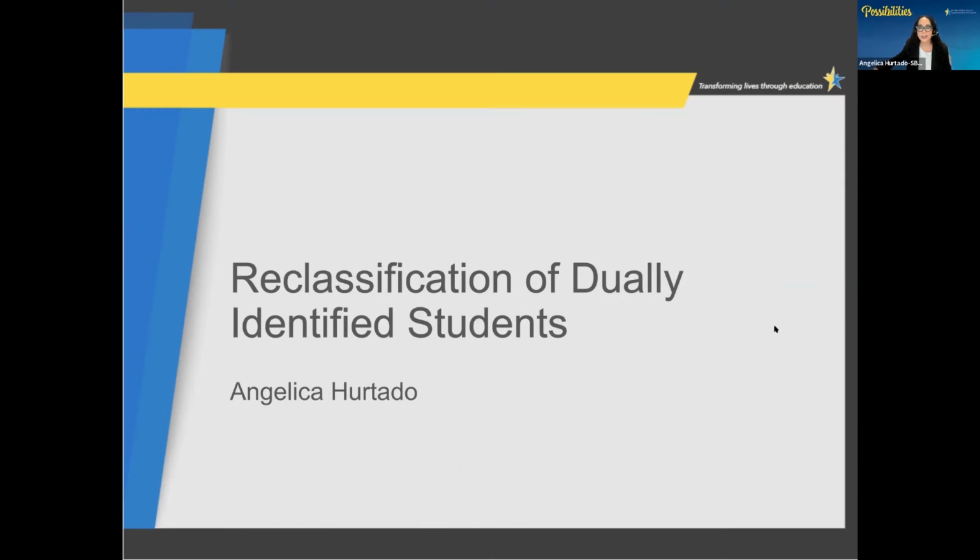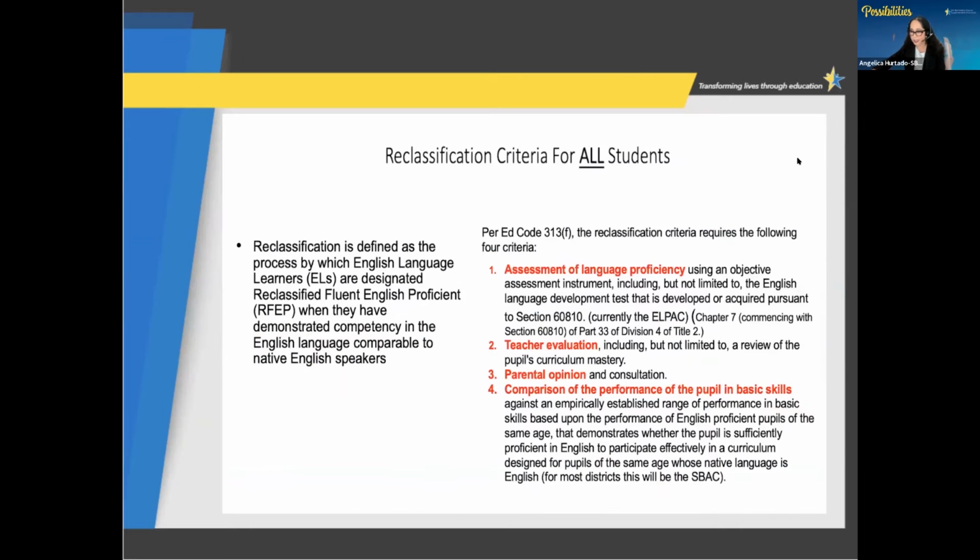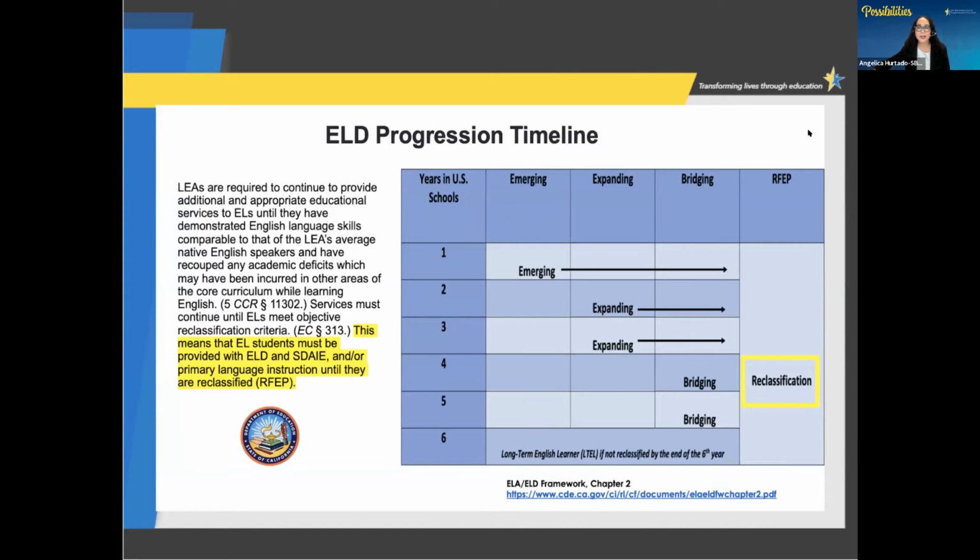A little bit about reclassification of our dually identified students. And this is a chart that we like to share because we have found that it is an eye-opener for our teachers. It's the ELD progression timeline. So when our students are enrolled in our US school system, of course, they start with year number 1, but as they progress throughout the years, the goal is that the students progress one level a year.